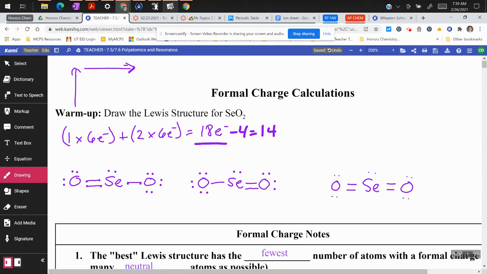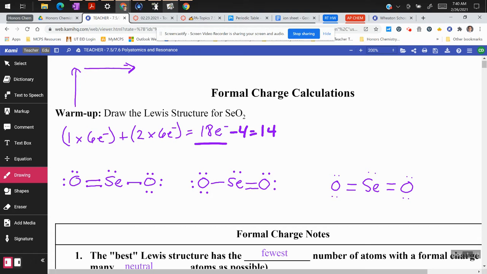Now, you'll notice selenium now has 10 electrons. Remember, certain elements, when they are in the center, can have an expanded octet. So in this case, we're allowed to put this extra 2 electrons on selenium. And when we do it this way, we obey the common bonding patterns that we saw for oxygen. Now this means we have 3 correct structures here.